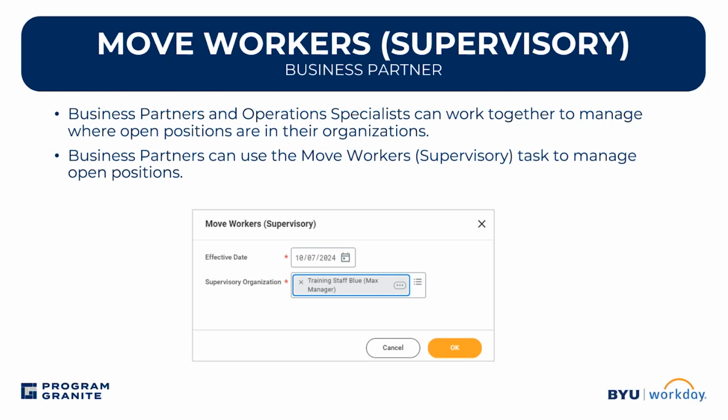run wild and hire six students straight into those positions without telling you, you can move the positions out of that supervisory organization, okay? That is your control over this, right? So you've been given this task to move worker supervisory, and you can move them.